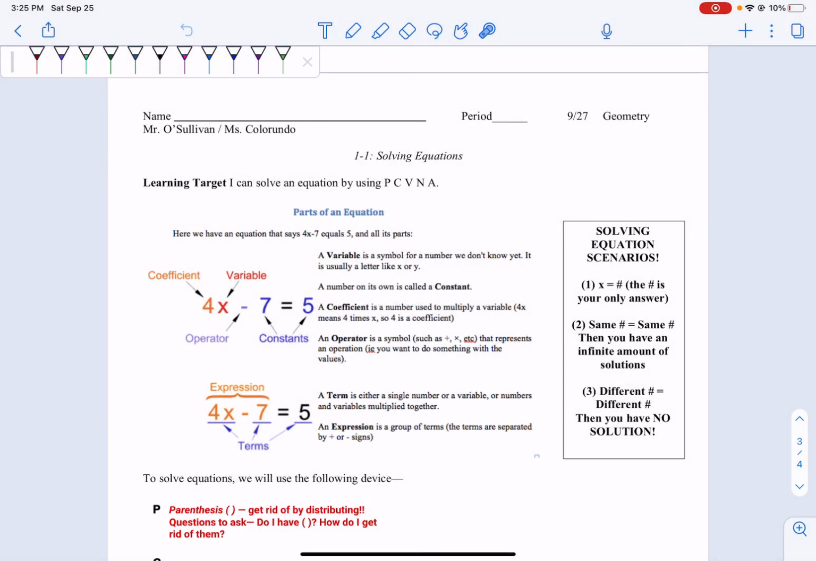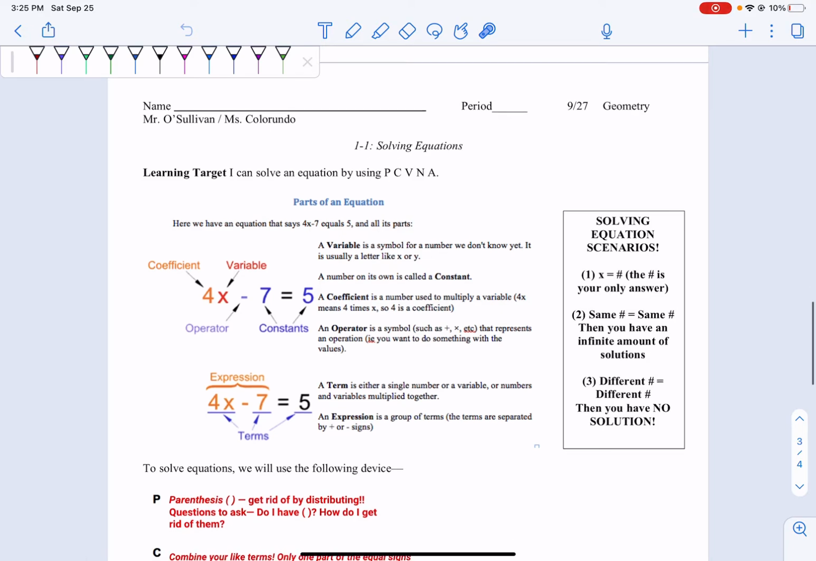We will be using the exact same method we did last year. Our learning target is: I can solve an equation by using PCVNA. If we look, there are parts of an equation. I have my coefficient, I have my variable, I have my constants, and I have my operators. Operators are like plus, minus, multiplication, division, etc. Your coefficients are the numbers attached to your variables.